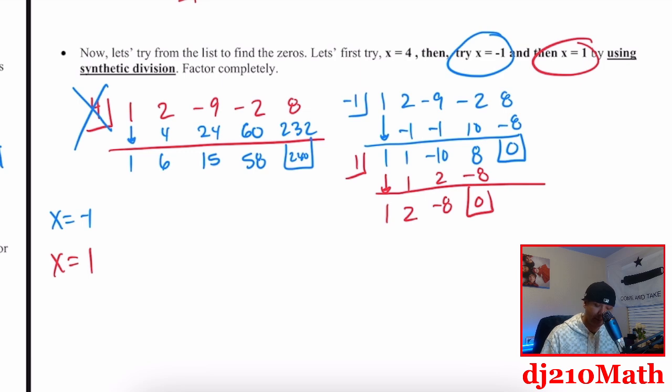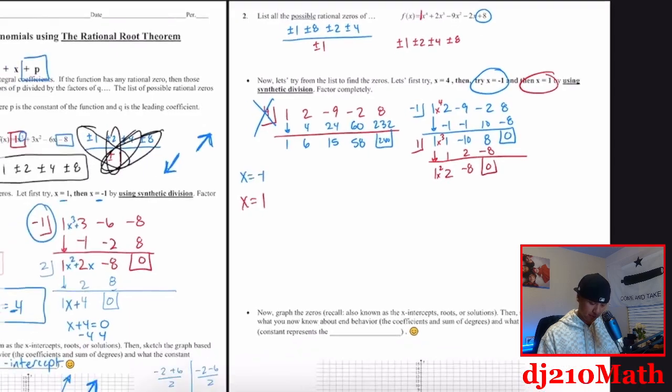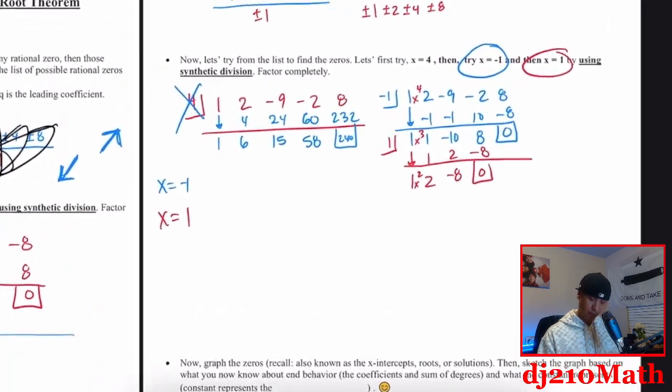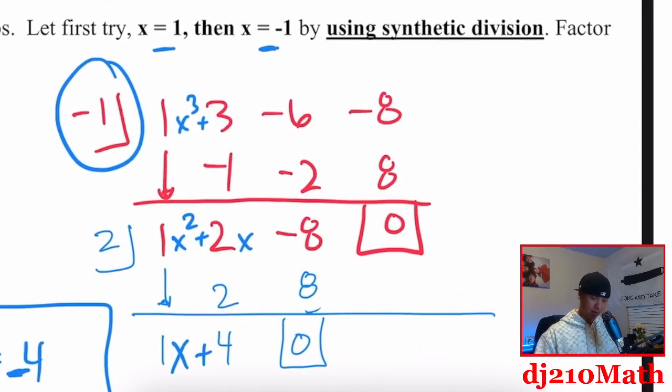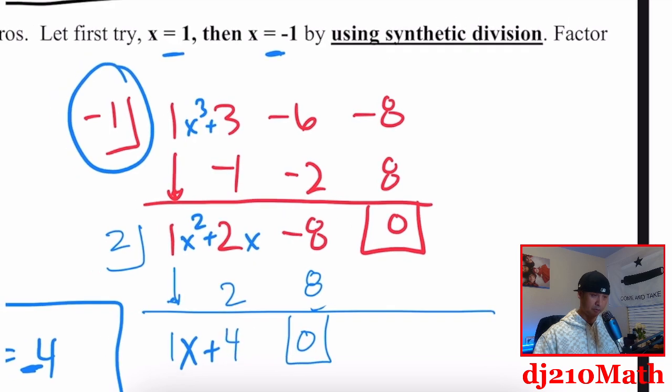All right, so let's think about this for a second. Originally, we had x to the 4th. That was our original leading term. After you do the synthetic division, once you find the 0, it's 1 less, x cubed, and then it's 1 less again, x squared. So x squared plus 2 minus 8. This is just like our other problem.